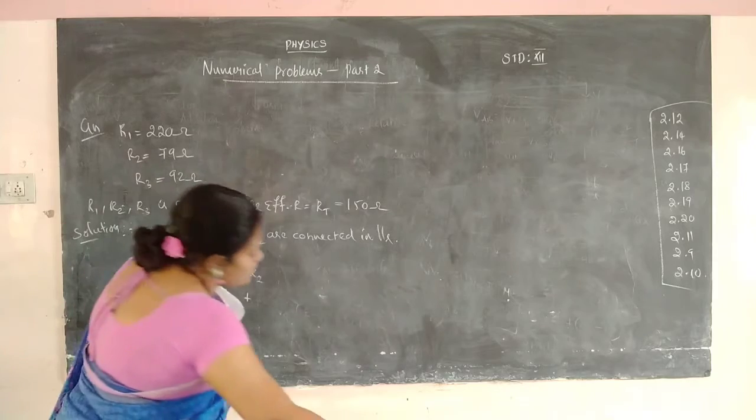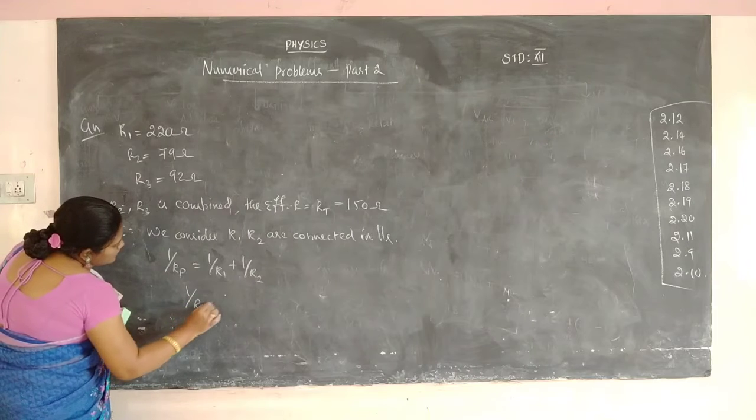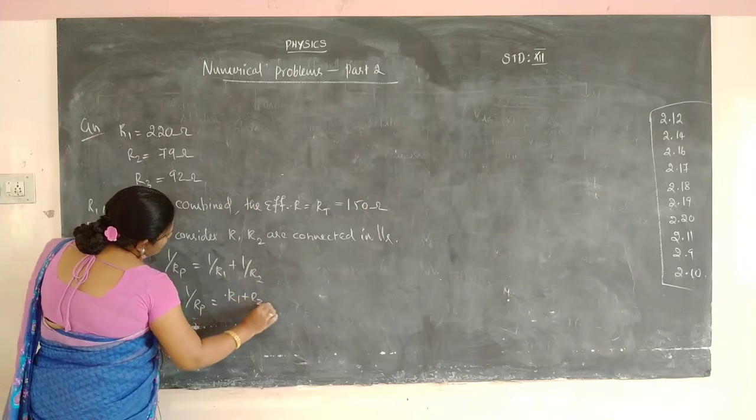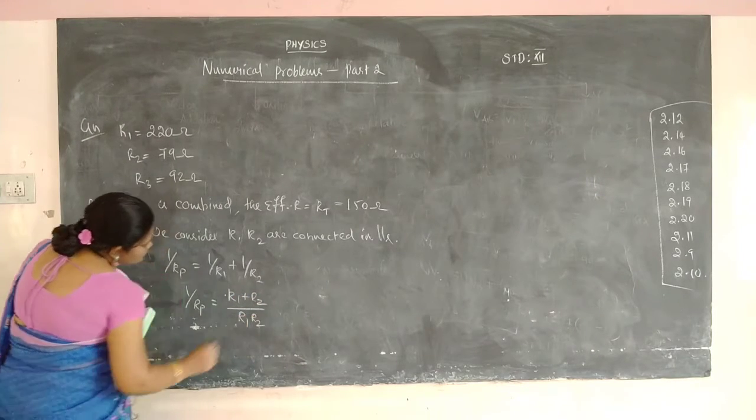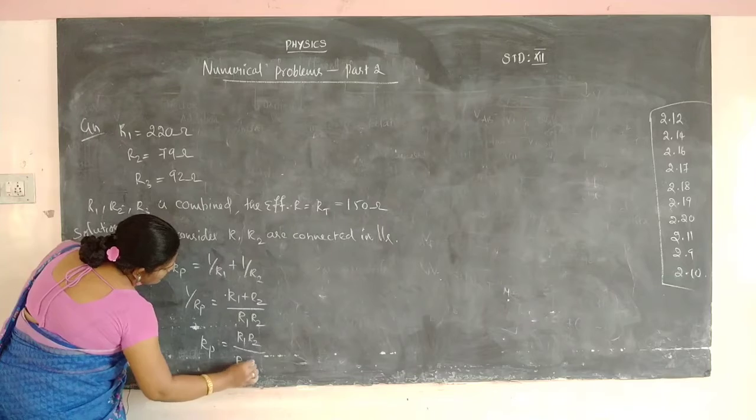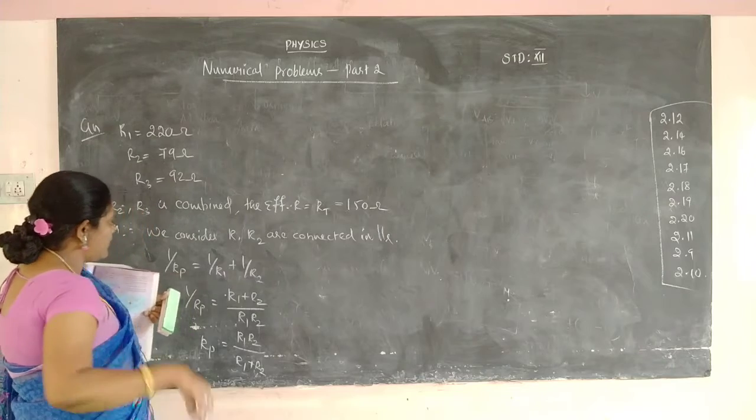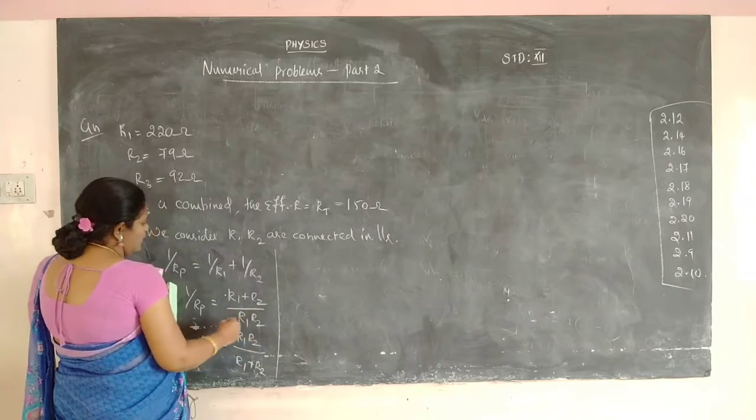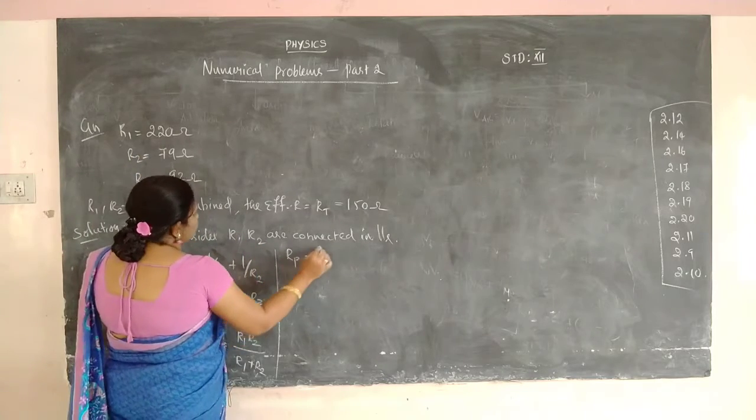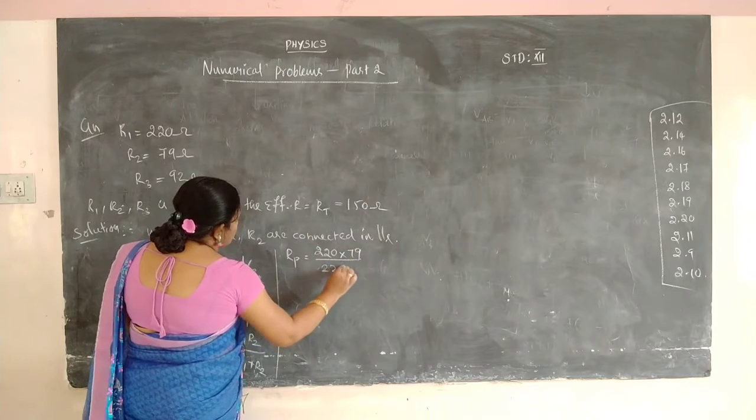First we have to simplify that. 1 by RP is equal to 1 by R1 plus 1 by R2, which gives (R1 plus R2) by (R1 into R2). Taking the reciprocal, we want RP, so RP is equal to R1 R2 by R1 plus R2. Substitute the R1 value, substitute the R2 value. R1 is 220, so RP is equal to 220 into 79 by 220 plus 79.